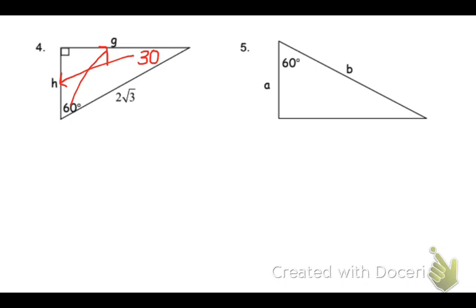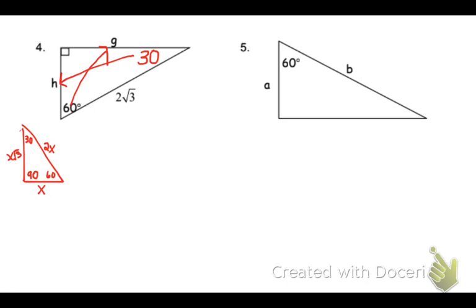Well, remember in our formula chart, the pattern goes where if this is the 30, oh, sorry guys, if that's the 30, and this is the 60, and that's the 90, then that one's x, that one's 2x, and that one's x root 3.